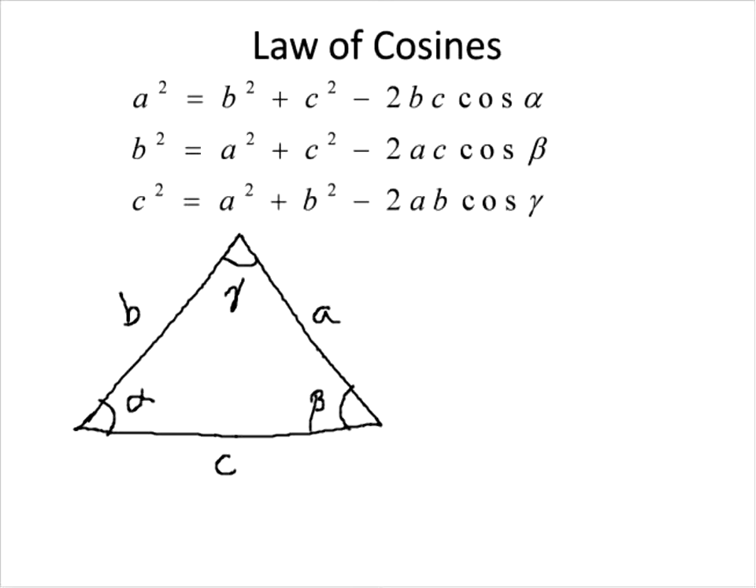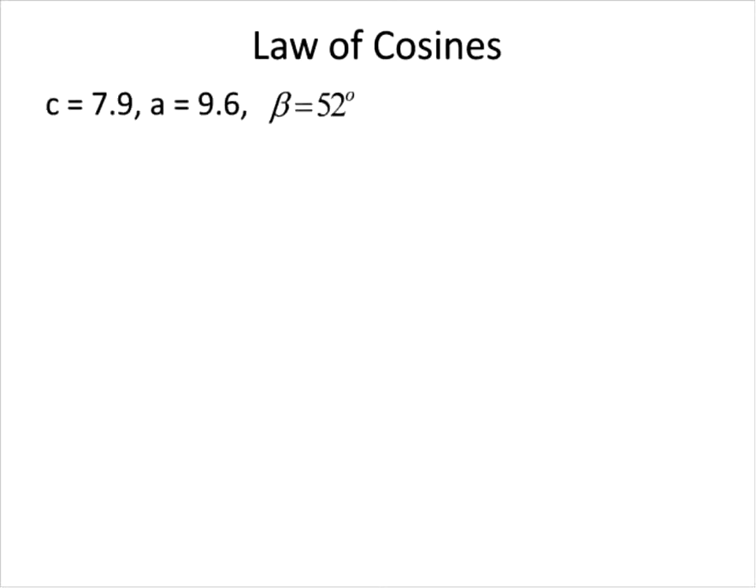that if I want to find, let's say, side C, what I need to know is the other two sides, B and A, and of course the angle in between them. Right. All right, let's look at an example.